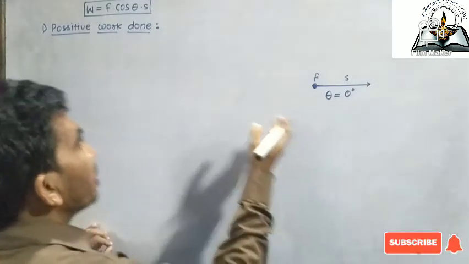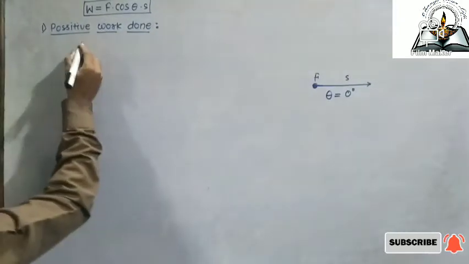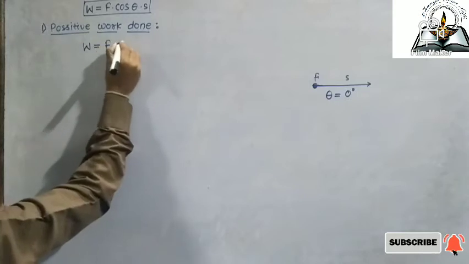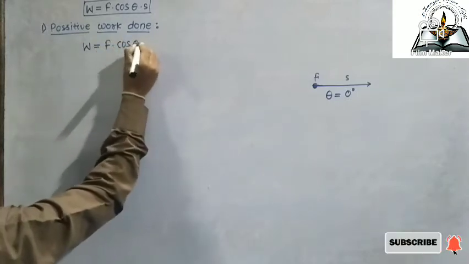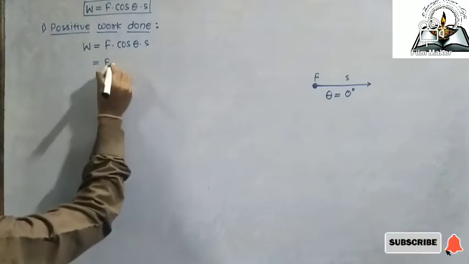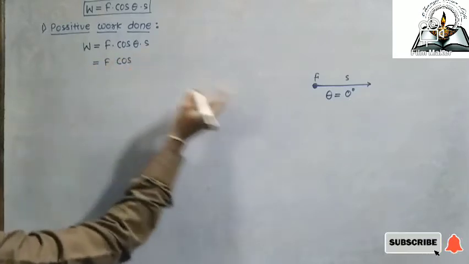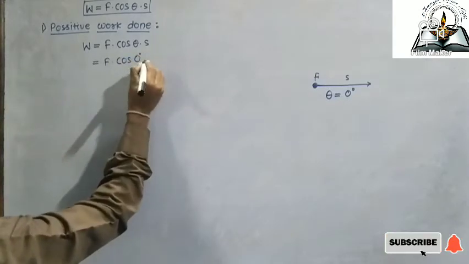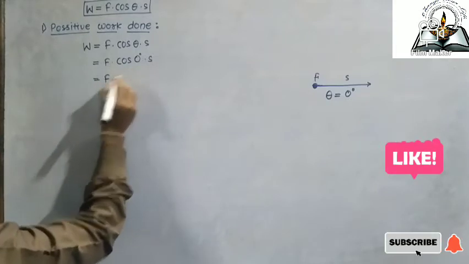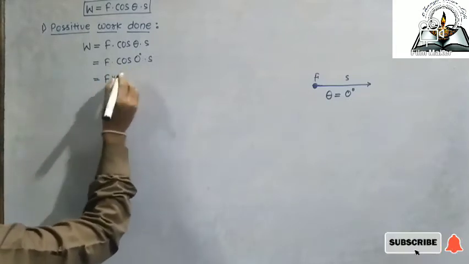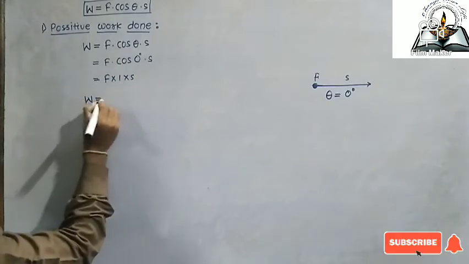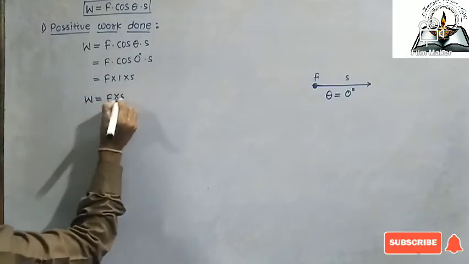So what we have to write in this case: W is equal to F into cos theta into S. Obviously we have to write F as it is, next the cos theta. So cos theta is 0 degree and this is the S. So what we get, F into cos theta: the value of cos 0 is 1, so it is the S. So W is equal to F into S.